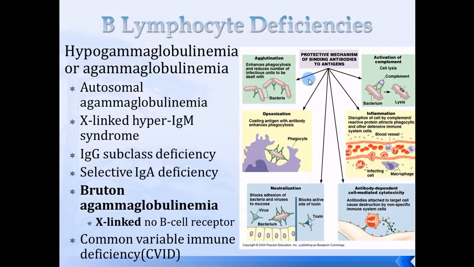And here are the processes antibodies do. We've talked about these before. Antibodies, they bind to things and agglutinate. They stick them together. They opsonize, or they butter the bacteria so it's more delicious to phagocytes. All kinds of different processes.